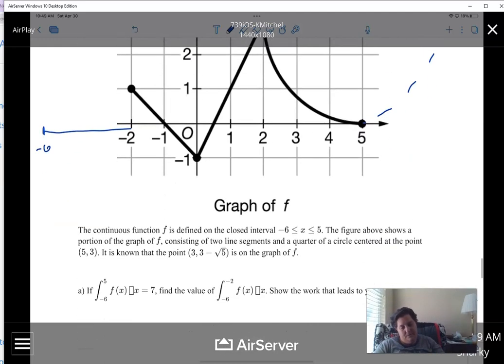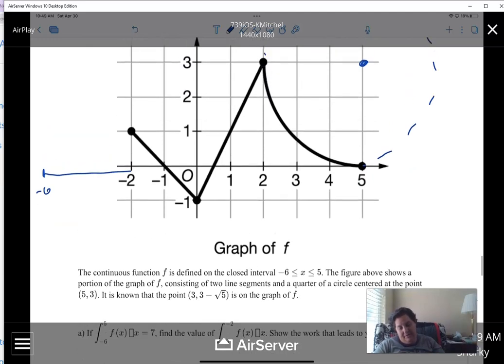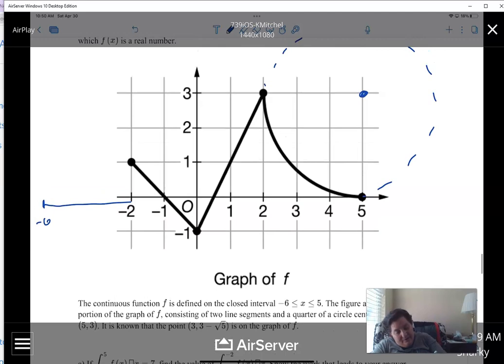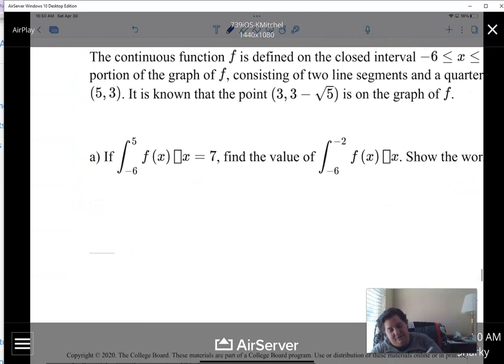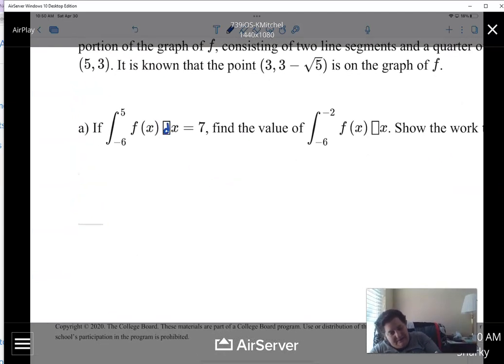It is known that the point 3, 3 minus root 5 is on the graph of f. So that point is 3, 3 minus root 5. That is that point right there. These are supposed to be dx's. I don't know why it didn't print that. If the integral from -6 to 5 is 7, find the integral of -6 to 2.